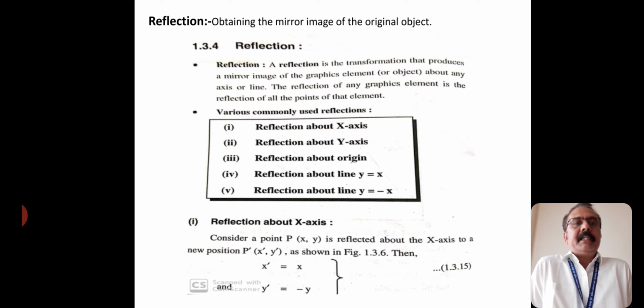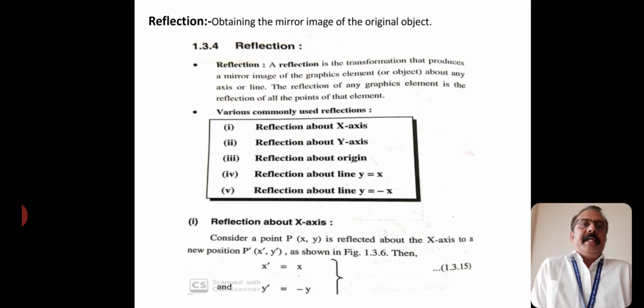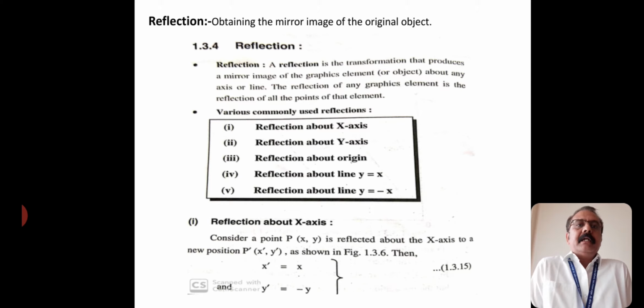That is reflection about x-axis, reflection about y-axis, reflection about origin, reflection about y is equal to x, and reflection about line y is equal to minus x. Let us see one by one. First, reflection about x-axis.